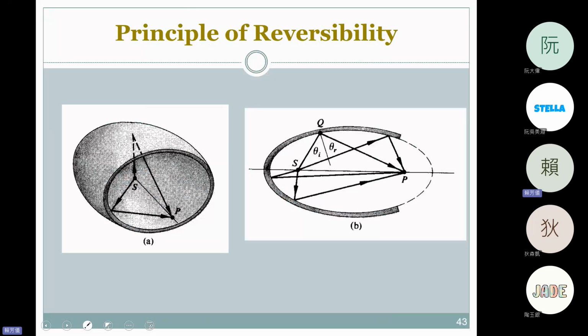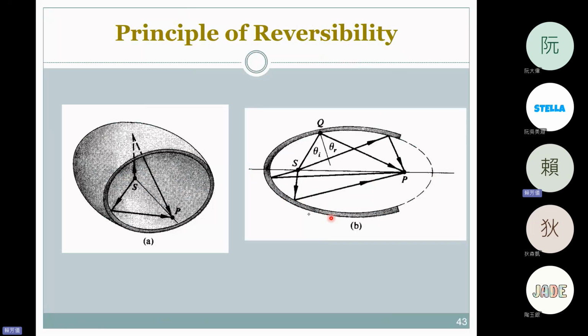Okay, we already introduced the law of reflection and the law of refraction, two properties of optical light. And the third one is the principle of reversibility. The reversibility tells us that whatever route the light takes from point A to point B, if reversed, it will also take the same route.